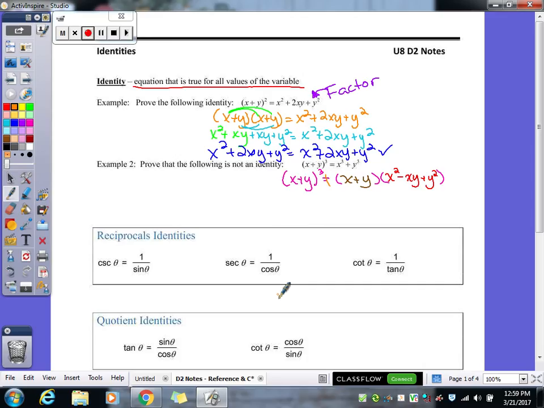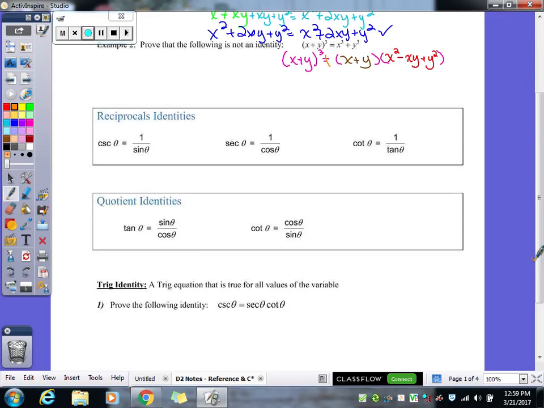So within our trig, we have a few different identities we need to memorize. I talked about it just a little bit. Our cosecant is 1 over sine. Your secant is 1 over cosine, and cotangent is 1 over tangent. Those are our reciprocal identities. Our quotient identities would be your tangent is sine over cosine, and then cotangent is the reciprocal of that, which would be cosine over sine. So you've got to memorize those, because when you memorize those, we're going to use them in order to figure out our trig identities down here.